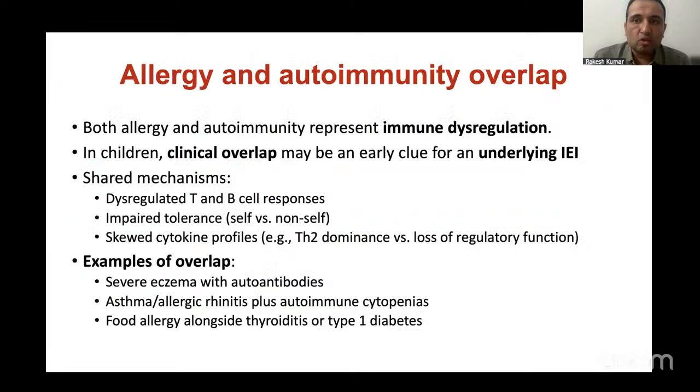So allergy and autoimmunity can overlap, and both represent an immune dysregulation. In children, clinical overlap may be an early clue for an underlying inborn error of immunity, which I'll come to. There are shared mechanisms for allergy and autoimmunity, like dysregulated T and B cell responses, impaired tolerance, and skewed cytokine profiles. There are several examples which we see commonly in our day-to-day practice: eczema can be associated with autoantibodies, asthma and allergic rhinitis can have autoimmune cytopenias, and food allergies can occur alongside thyroiditis or type 1 diabetes.